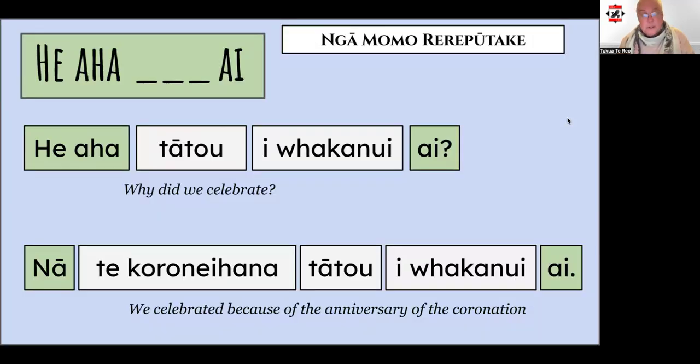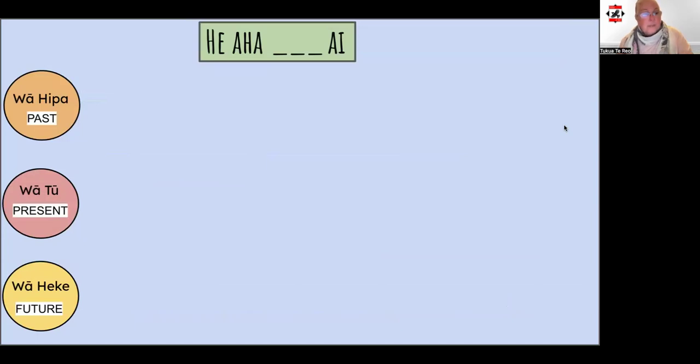In the first Rerepūtake video, I introduced you to this structure using he aha ai. We looked at the question and answer sequences in the past tense. Here we have the question, the pātai, and the whakautu, the answer. In this example, I've used the past tense. Now I'd like to look at how to build these sentences in the past, present, and future tenses as well. We'll start off with the past tense, which we're already familiar with.